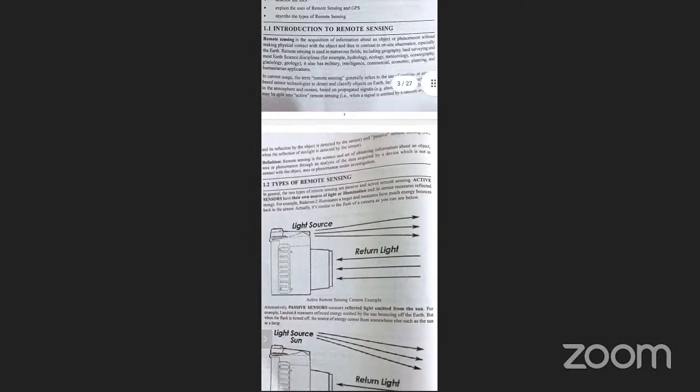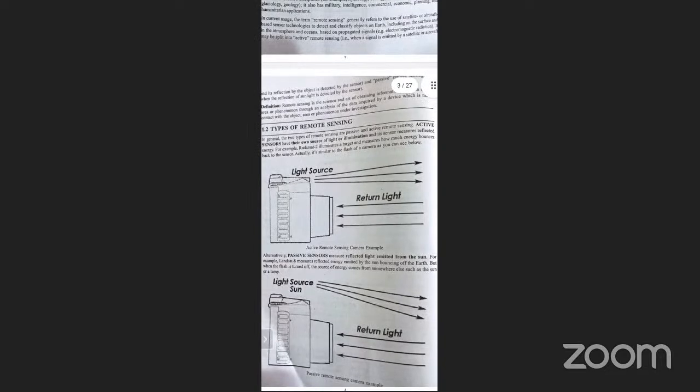The types of remote sensing. In general, there are two types we can identify. One is passive sensors, and the second one is active remote sensing. Active sensors have their own source of light or illumination, and the sensor measures the reflected energy. For example, Radarsat illuminates a target and measures how much energy bounces back to the sensor. It is similar to a flash camera.